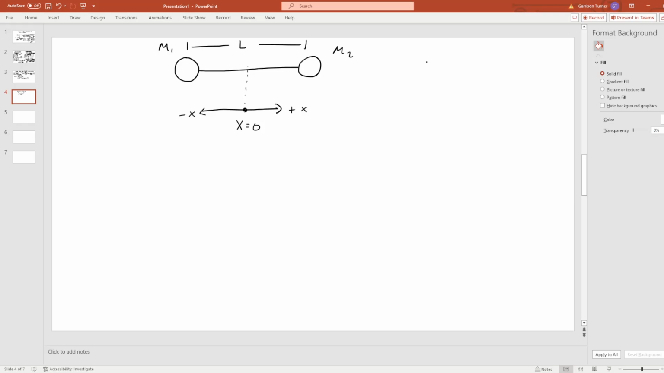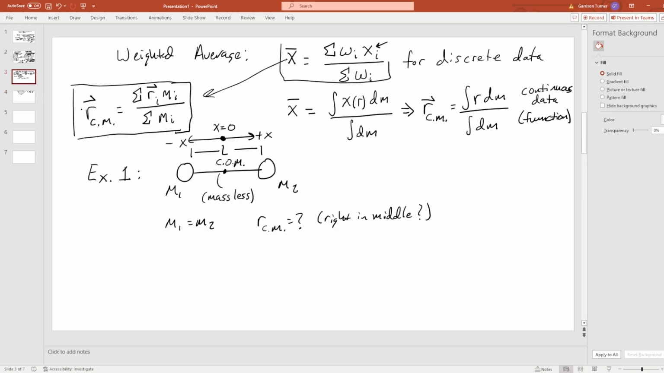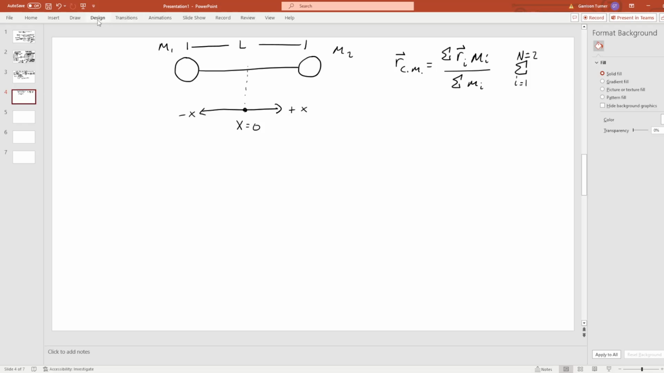So, my center of mass is equal to the sum of Ri Mi divided by the sum of Mi. And our sigmas, once again, are going to run from i equals 1 to n, which in this case, I have two pieces of mass, so this is going to be 2. Okay. And remember these Ri's are vectors. Did I write that over here? Yes, I did. Okay. So my Ri's are vectors.